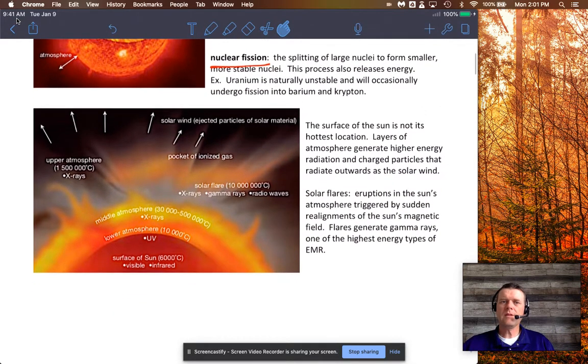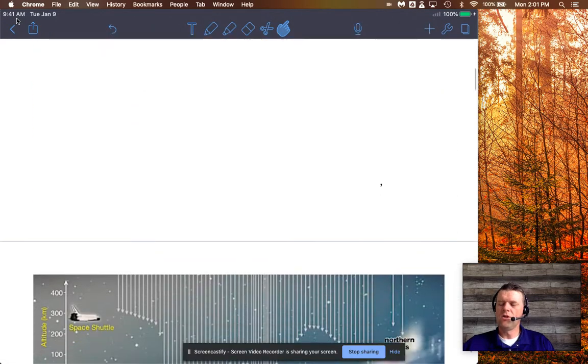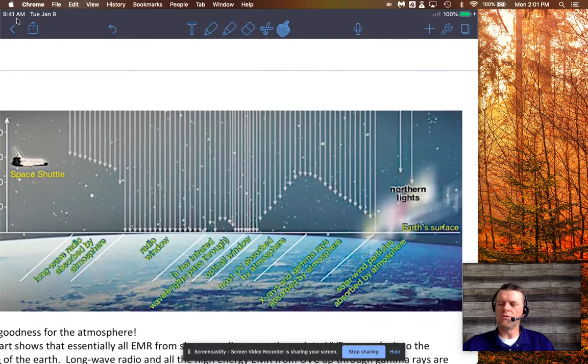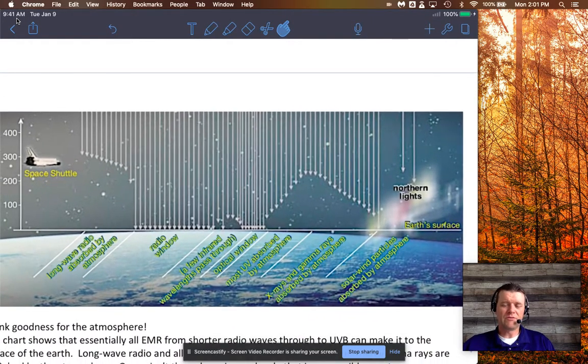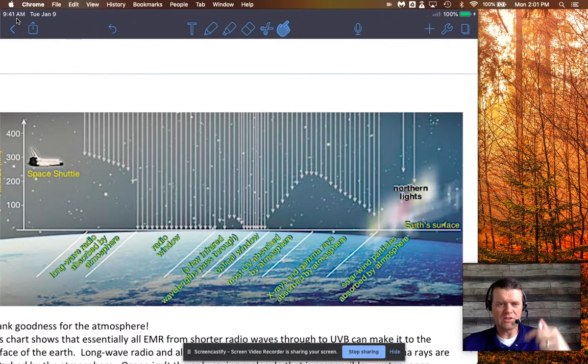So you should know that the solar flares are the dangerous ones. They generate gamma radiation, and they are potentially disruptive to radio signals and other kinds of electromagnetic radiation on the Earth because they have such high energy. So just scrolling down, this picture shows what the layers of gas around our Earth do when all this stuff comes to hit us.